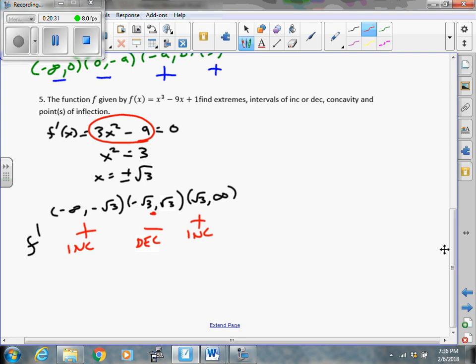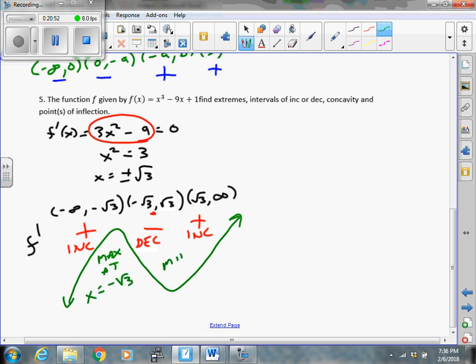Now to go even further, I can tell you where my extremes are. The curve goes up to x is negative radical 3, down to radical 3, and then back up and out the door. That gives me a max at x equals negative radical 3 and a min at x equals radical 3.